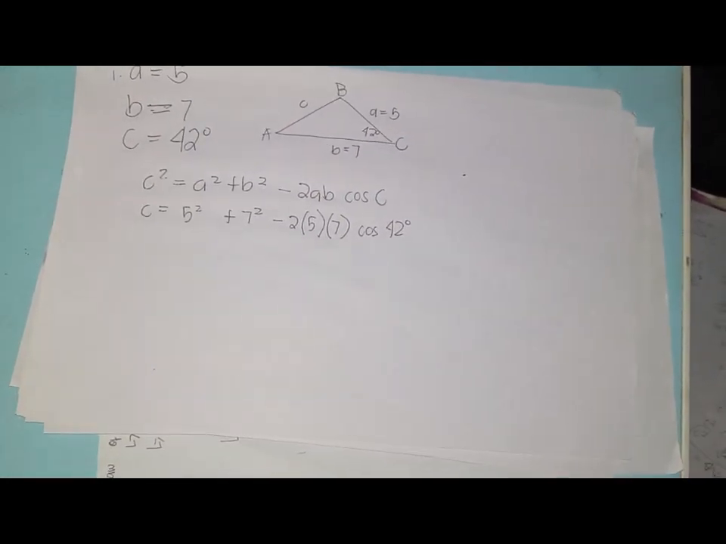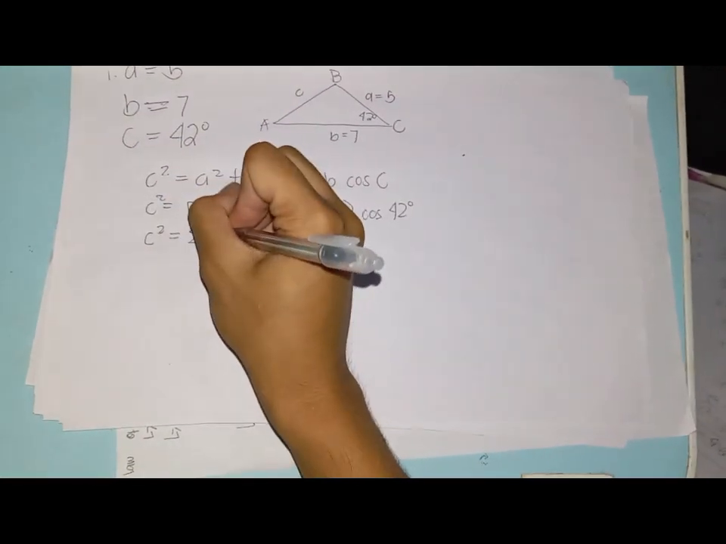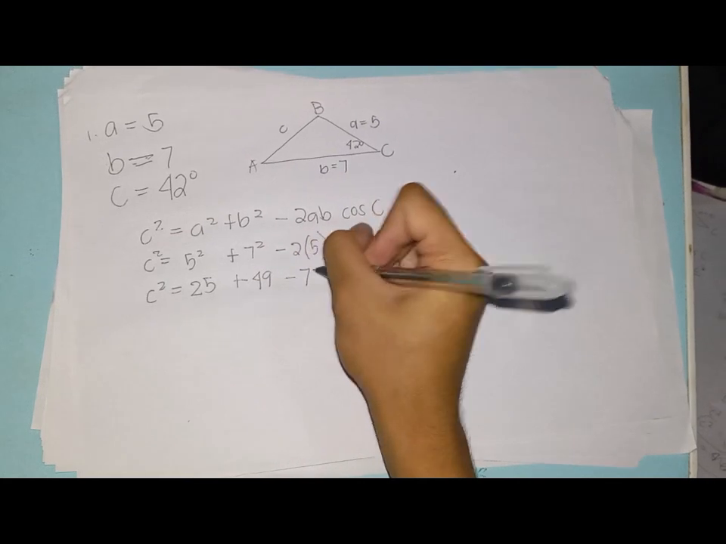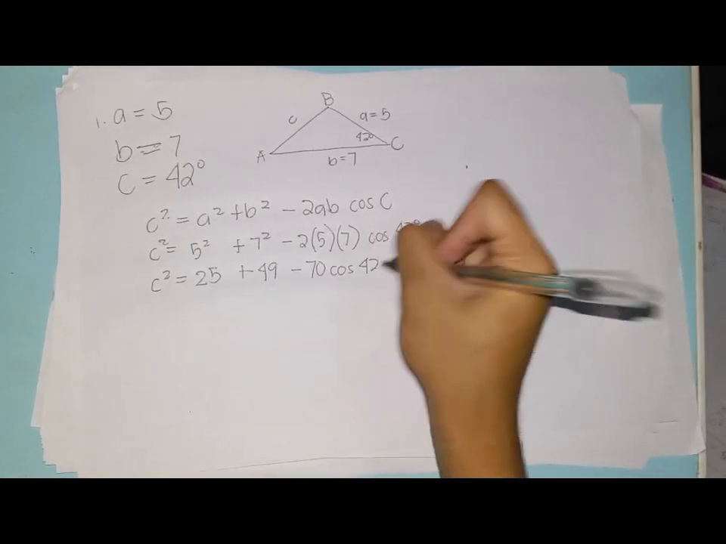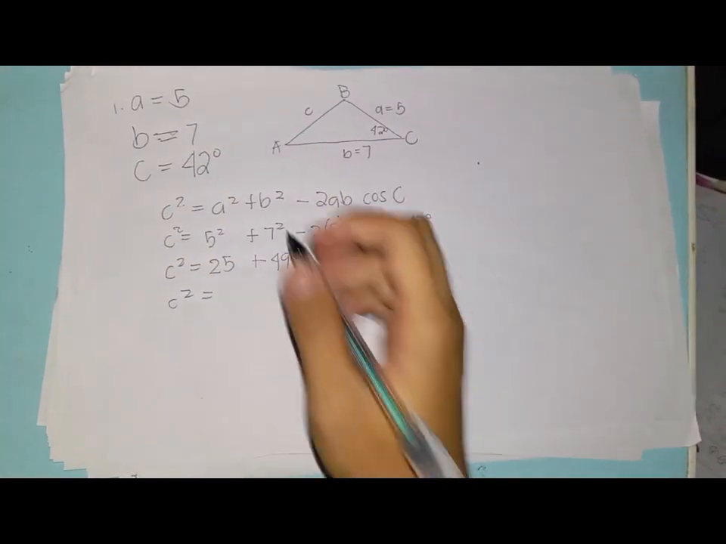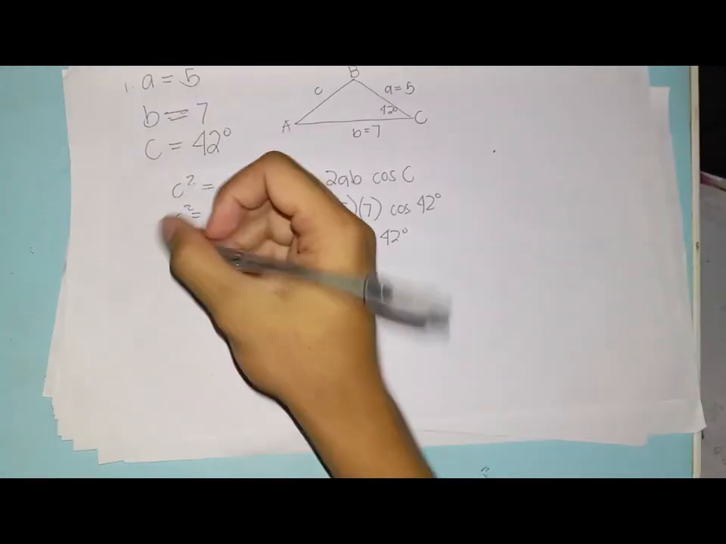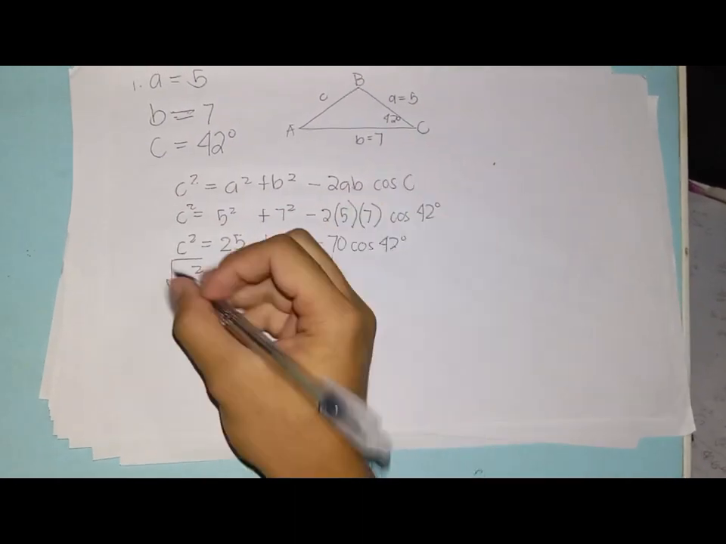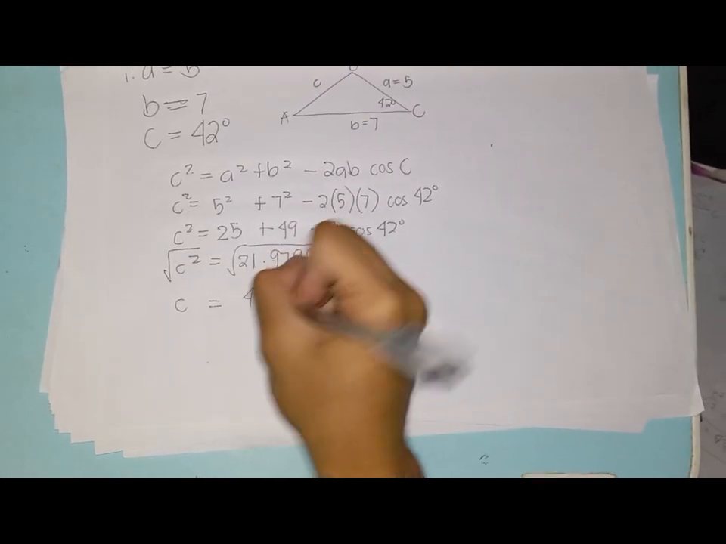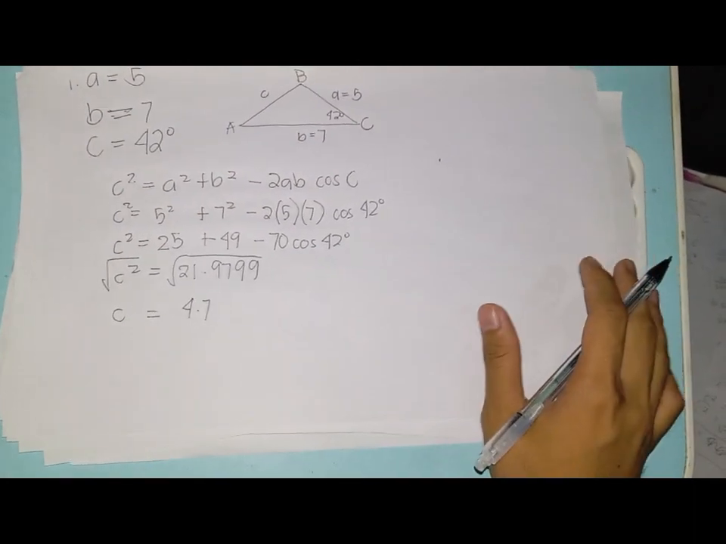Next is to simplify. c squared is equal to 25 plus 49 minus 70 cosine 42 degrees. Simplifying this, we have c squared equals 21.9799. Get the square root of each side, so we have c equals 4.7, rounded to the nearest tenth.